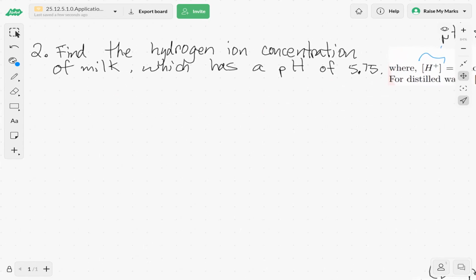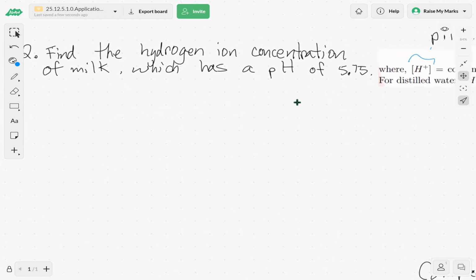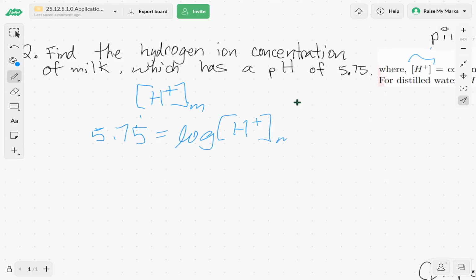So we're asked to find the hydrogen ion concentration of milk. So we're asked to find this value for milk. Let's put a little m for milk. And we know that milk has a pH of 5.7. So we know 5.75 equals log of this hydrogen ion concentration. So we need to solve for this.